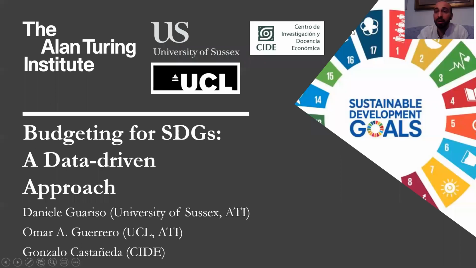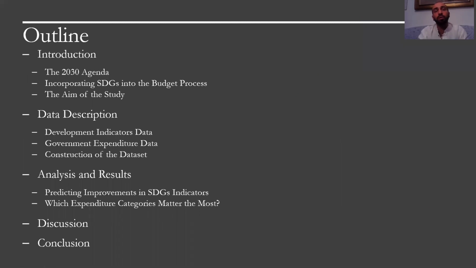Okay, hi, I'm Daniele Guariso, and I'm a PhD student in economics at the University of Sussex and a visiting student at the Alan Turing Institute. So this is submission number 62, Budgeting for SDGs, a data-driven approach, and it is joint work with Omar Guerrero and Gonzalo Castañeda.